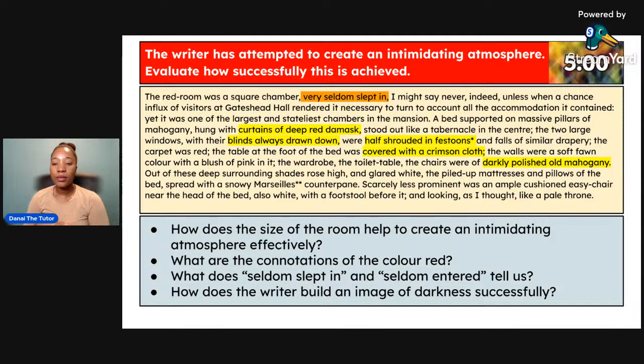The details that it's intimidating is how everything there. Exactly. So the size of everything might contribute to an intimidating atmosphere, because it might be overwhelming, might add to a sense of being overpowered. Good.